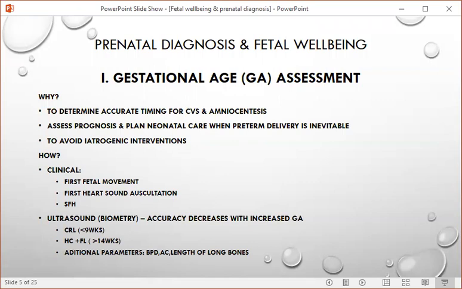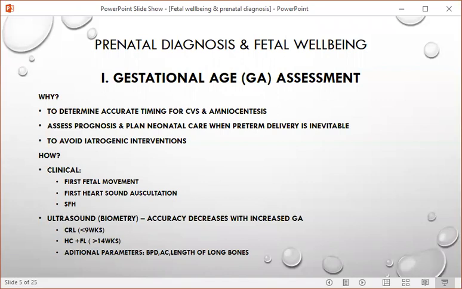Then how do we do it? There are two methods. One is ultrasound and the second is the clinical method. The clinical method is not an accurate method. It is done by the first fetal movement, the first heart sound heard, and the suprapubic to fundus height measurement. This gives the gestational age measurement, but this is not very accurate.